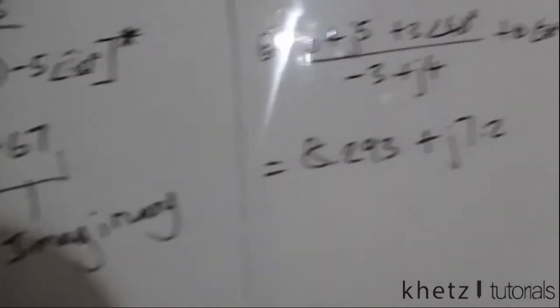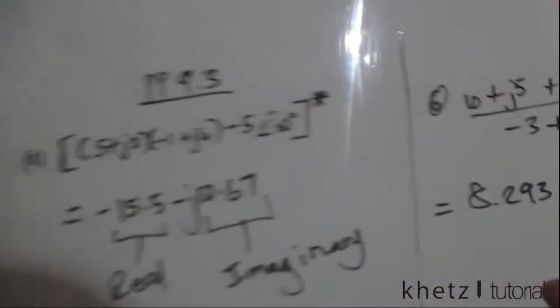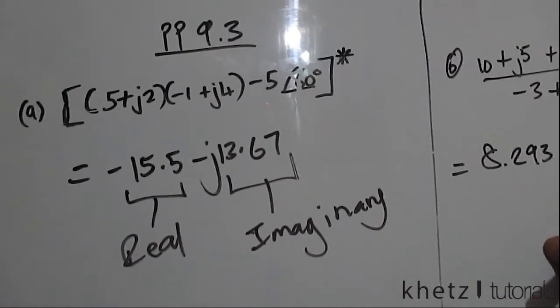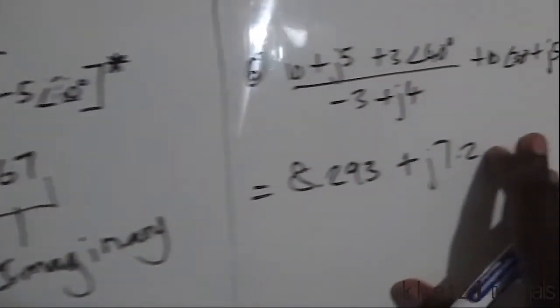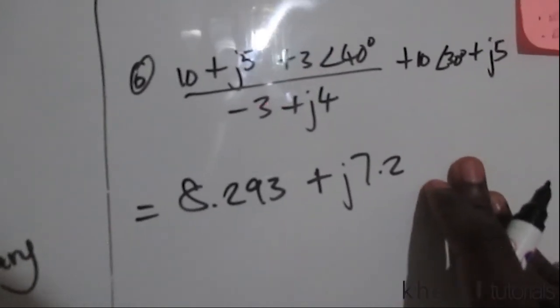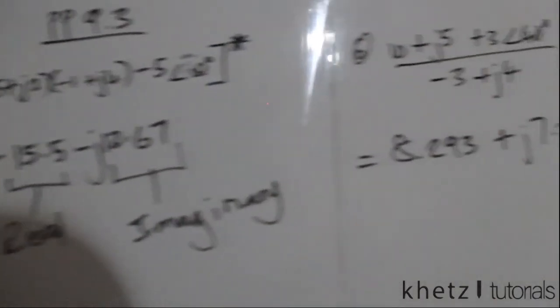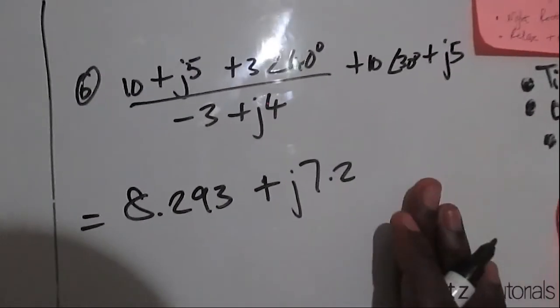So all you have to do for these types of questions is punch them into your calculator. Familiarize yourself with the operations which won't give you an error when you punch them in, because some of them will actually give you an error. But these are generally fine. Subtraction, addition, multiplication of complex numbers, you can just punch into your calculator.